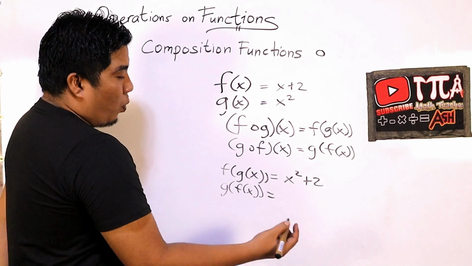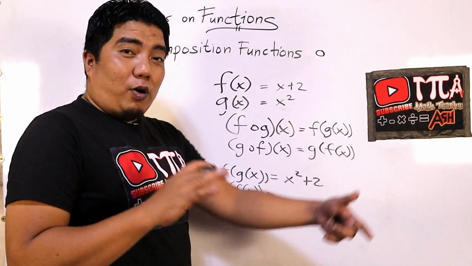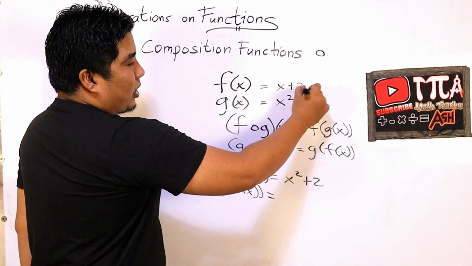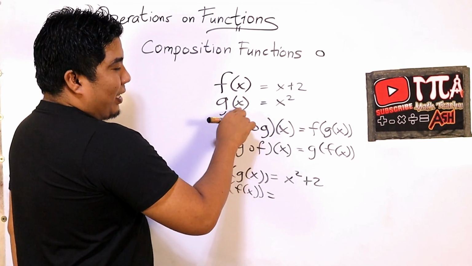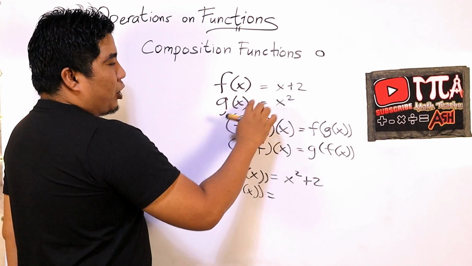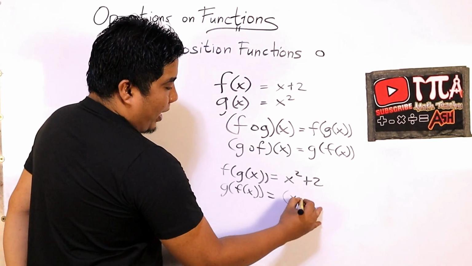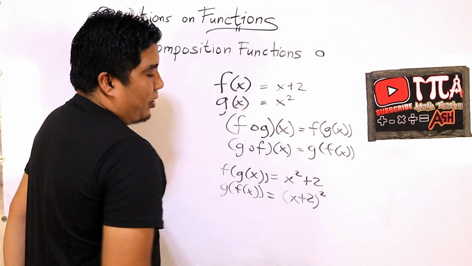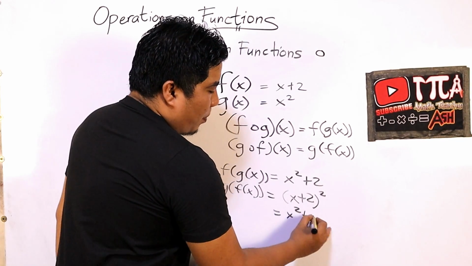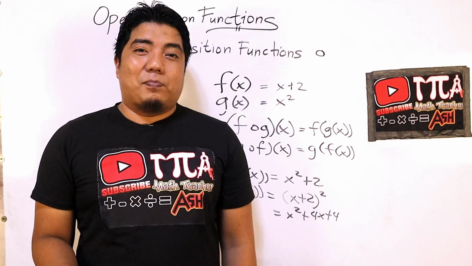Now, having this, we will have x squared as our overall function. Since our input here is f of x, this x plus 2 will be input to our g of x. So this x plus 2 will substitute the x here. Since this is x squared, that will become x plus 2 squared. If we simplify that, this will become x squared plus 4x plus 4 by applying the FOIL method.